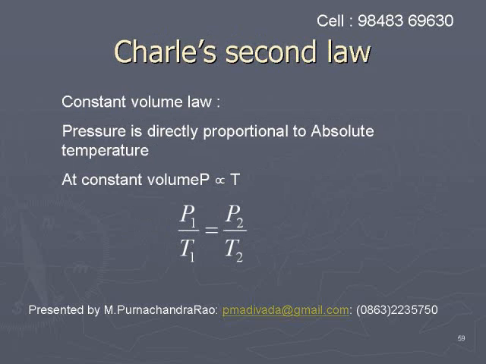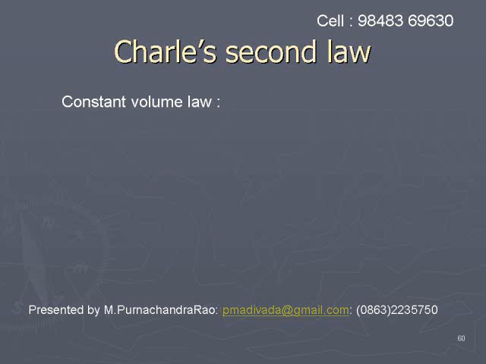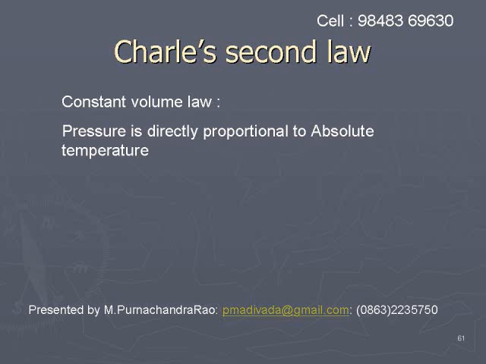Charles' second law. This is constant volume law. The pressure is directly proportional to absolute temperature at constant volume. So, the relation can be written as P is proportional to capital T. The pressure is directly proportional to Kelvin temperature, or P1 by T1 is equal to P2 by T2.